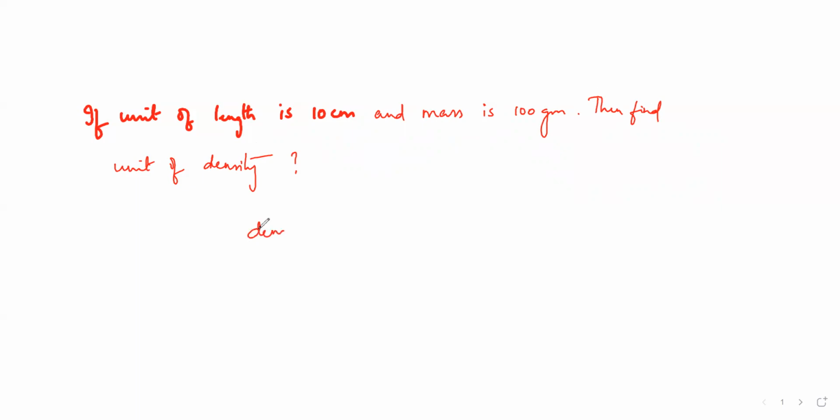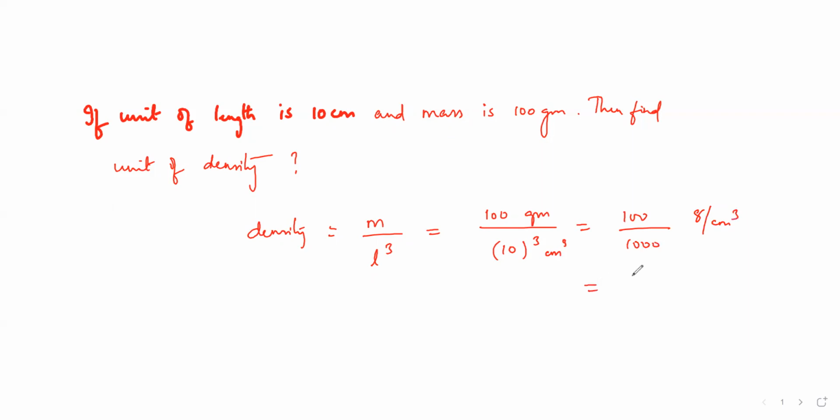Density is mass by volume. Volume is nothing but L cube. Mass is 100 grams, L is 10 centimeters, so 10 cube. So this is 100 grams per 10 cube centimeter cube, which is 100 by 1000 gram per centimeter cube. That is nothing but 0.1 gram per centimeter cube. Correct? Okay, we will go to another question.